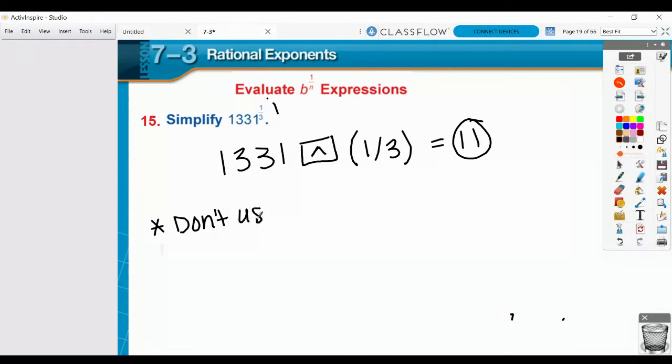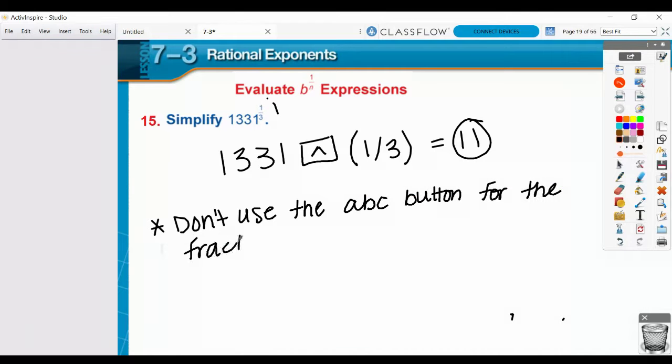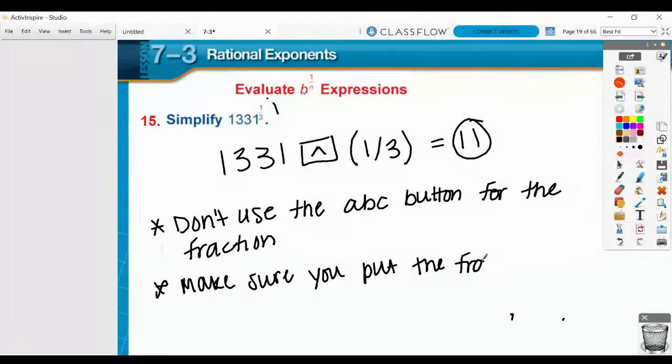So a couple things. Don't use the ABC button for the fraction. Actually use the division button. And then make sure you put the fraction in parentheses.